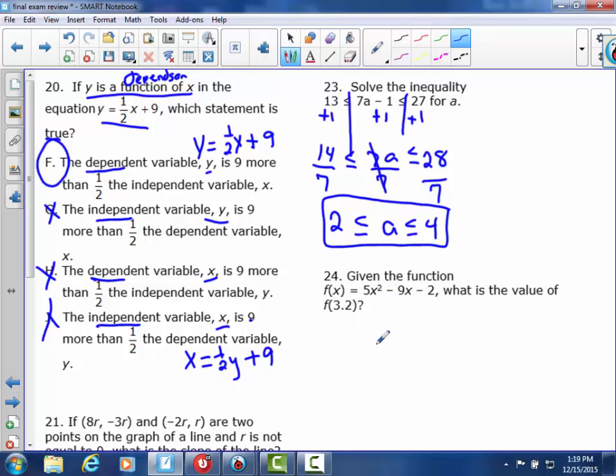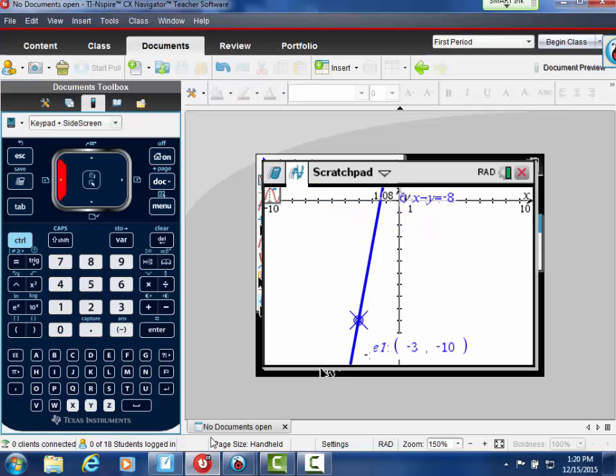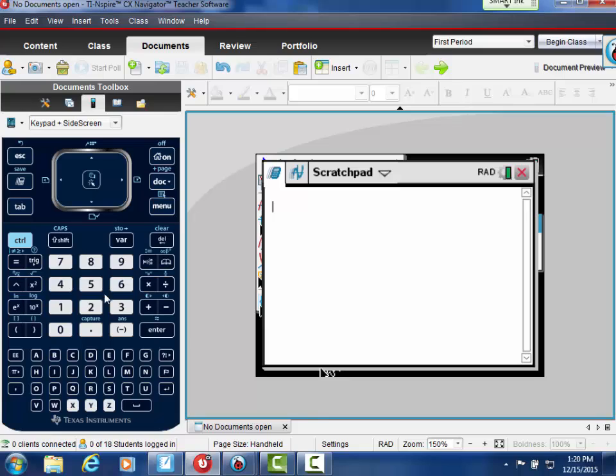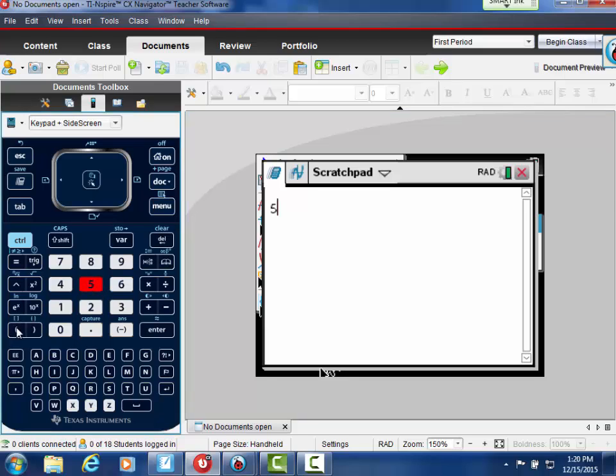Okay. Given the function 5x squared minus 9x minus 2, what is the value of f of 3.2? So we want to replace x with 3.2, because they replaced x with 3.2. And that would be a type it in my calculator kind of problem. So let's do that. So back to here, we have 5 times 3.2 squared.